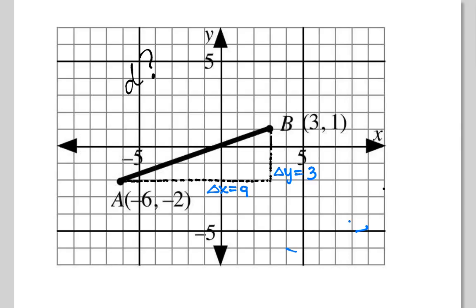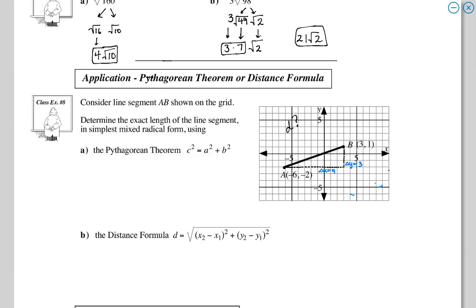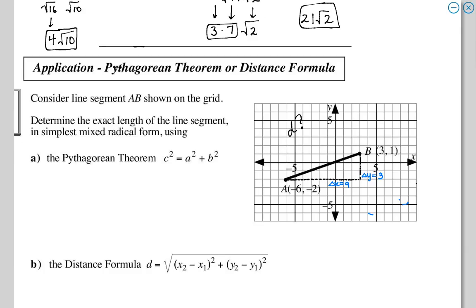Okay, so if you have the lengths of the right-angled triangle, you just do the Pythagorean theorem. I'll just sketch it over here. Yeah, junior high for sure. So this is 9, this is 3, and then they want you to find c. So c squared will equal 9 squared plus 3 squared.